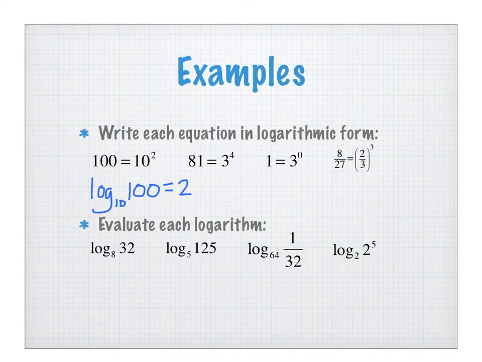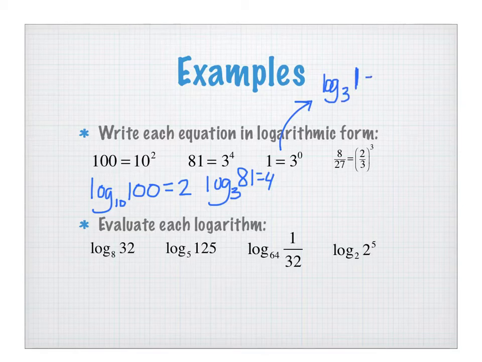How about the next one? Log base 3 of 81 equals 4. Okay, I definitely did not leave enough room for all of this. So since I don't like them getting crowded, I'm going to come up here. How about log base 3 of 1? Well, what power do I put on a 3 to get a 1? Well, that's a 0. All right, and then how about this one? Log base 2/3. Can you do that? Sure you can. Log base 2/3 of 8/27. Well, that's just raising both numbers to the third power.